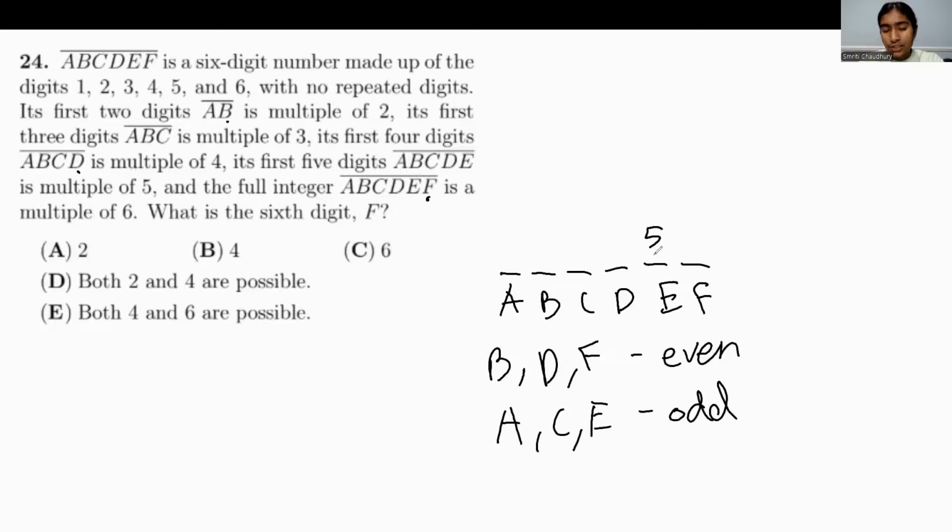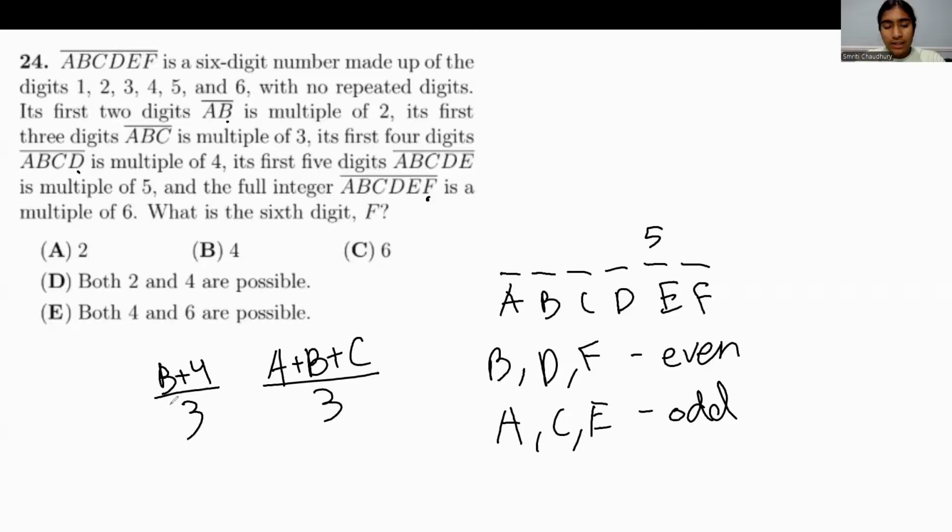Another thing to notice is that since E is 5, A and C are 1 and 3, though we don't know the order. We do know that A plus B plus C has to be divisible by 3, since ABC is a multiple of 3. And since we know that A and C are 1 and 3, though we don't know which ones, 1 plus 3 is 4. So we know that B plus 4 is divisible by 3.